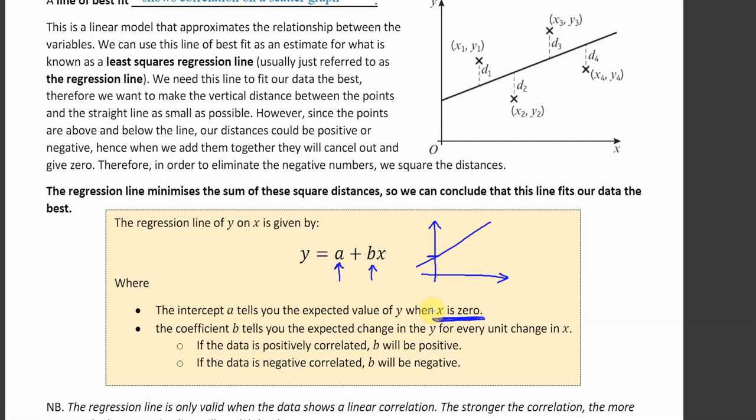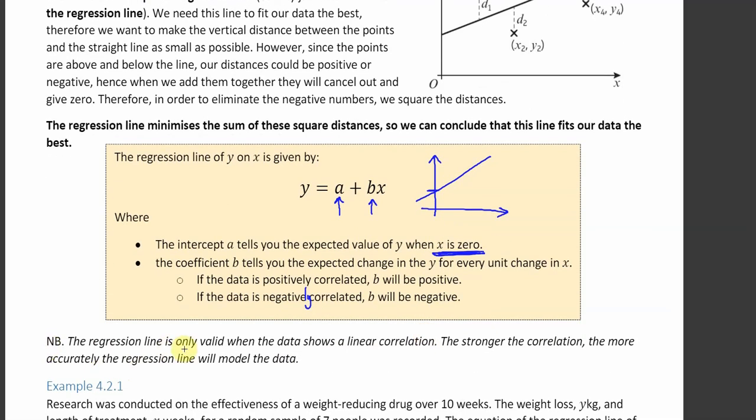If the data is positively correlated, then b will be positive. In other words, it'll have a positive gradient. If the data is negatively correlated, there's a missing ly there, then b will be negative. If it's got a gradient that is negative, then it's showing negative correlation. Please note the regression line is only valid when the data shows a linear correlation. I'm going to highlight the word linear.